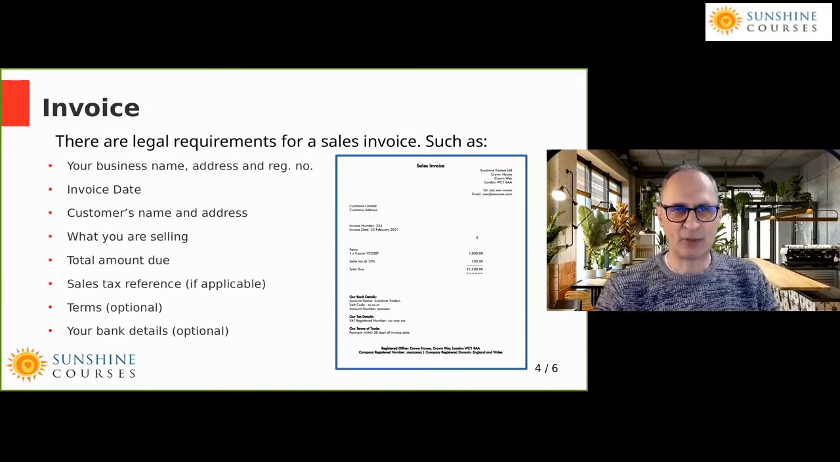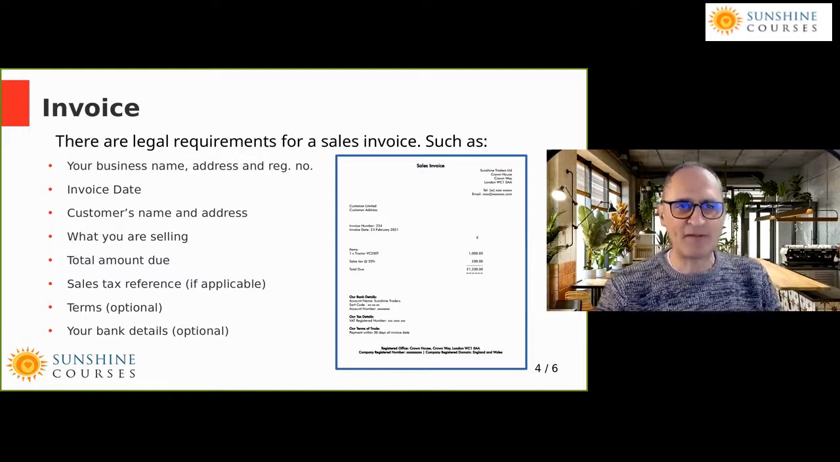So in this example, I've listed out a few of the things that you have to put in an invoice, and I've given an illustration of what the invoice looks like. If you can't read it well, don't worry, because on the website where you're hopefully watching this video from, the sunshine.courses website, I'll include the document with the sales invoice so you can edit it, change it, update it, read it, do whatever you want with it. So if you can't read it, don't worry.